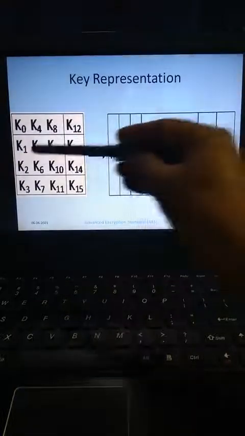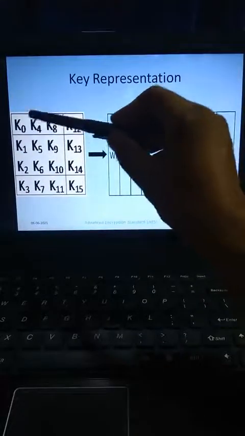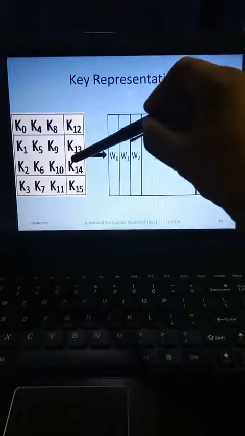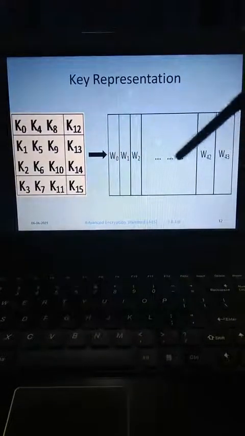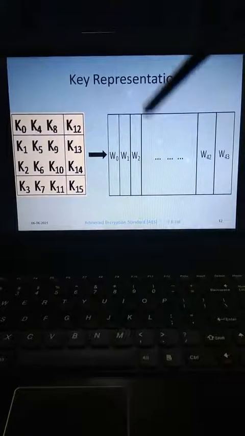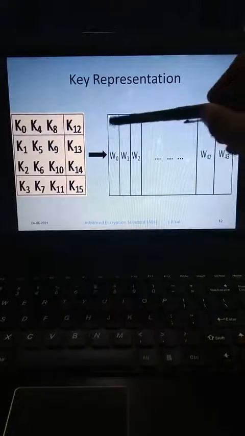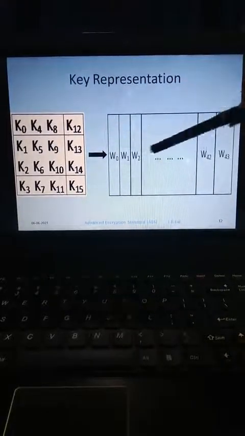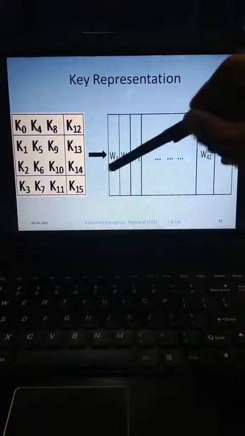Now we can see the key representation in more detail here. K0, K1, K2, K3, K4, K5, K6, K7. This is the master key. This is the representation of the 128-bit master key. And from this master key we extract 44 subkeys or 44 words. One key is equal to one word, and one word is equal to 32 bits. So this is word 0, word 1, word 2, and up to word 43. In total 44 words.